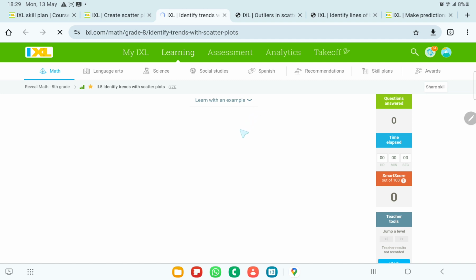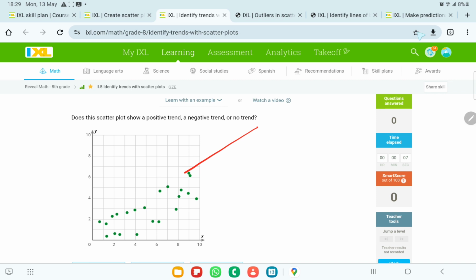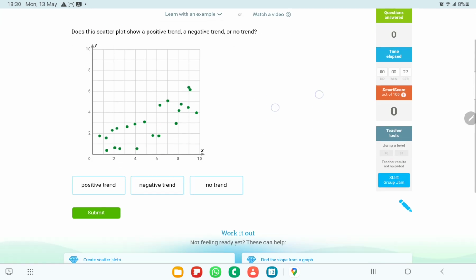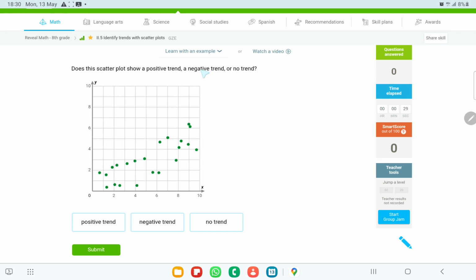The trends can be either positive. Again, let's draw them, all of them here. It can be positive, or it can be negative, or it can be scattered everywhere, which we call no trend. So, for example, we have a question here that says, does this scatter plot show a positive trend, negative trend, or no trend at all?